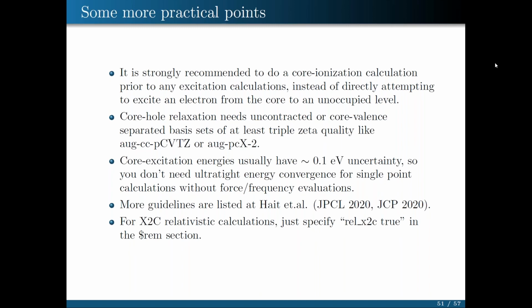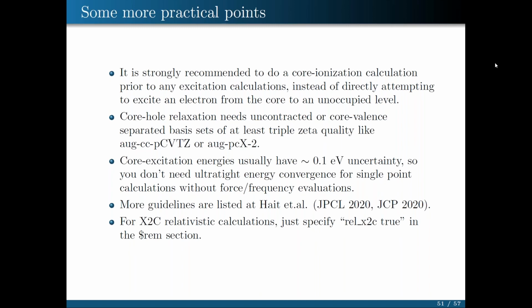Another thing is that for any of these core level calculations, you need an uncontracted or core-valence separated basis set of at least triple zeta quality, like aug-cc-pCVTZ, for the atom of interest. For everything else, you can again cheap out and use some double zeta basis. Whether you use augmented or not depends on how much you care about your Rydberg states. But for the site of interest, you need to use a high quality basis of at least triple zeta quality. Thankfully, it's just one atom for any calculation, so it doesn't really increase the cost all that much.